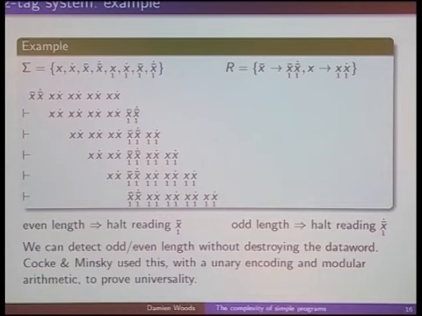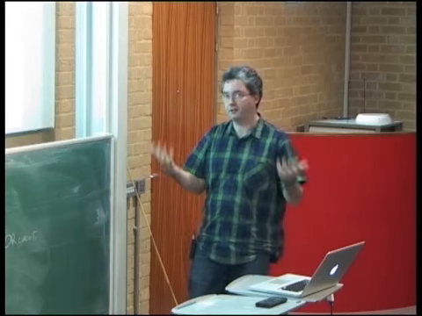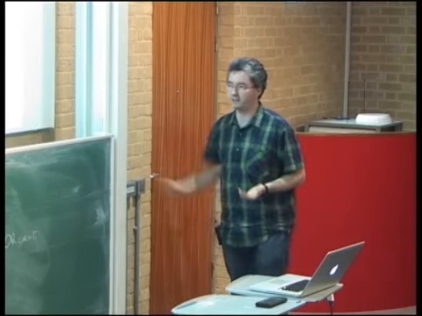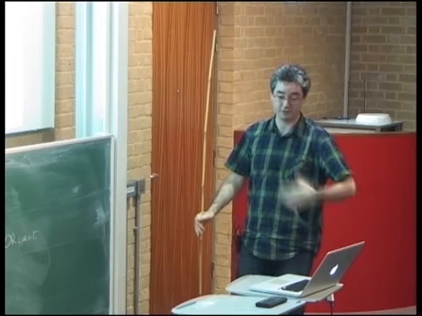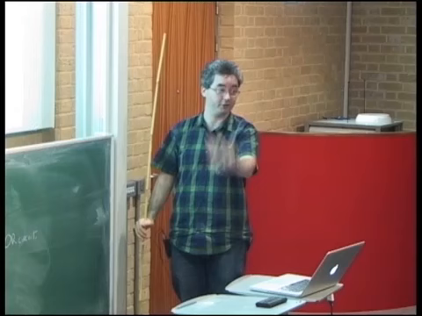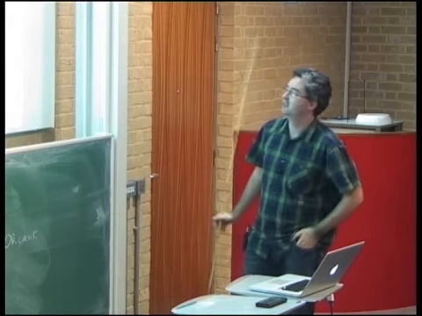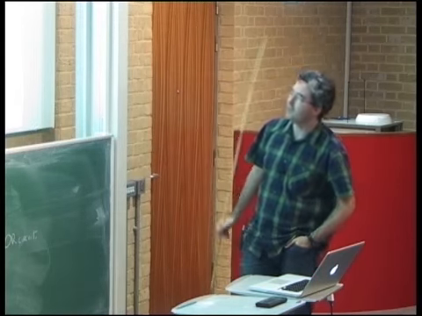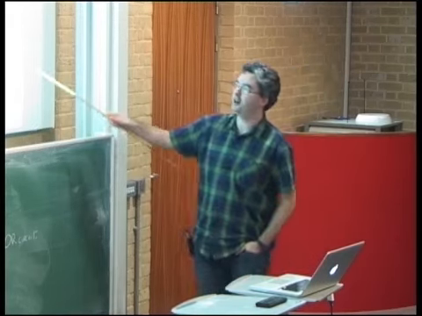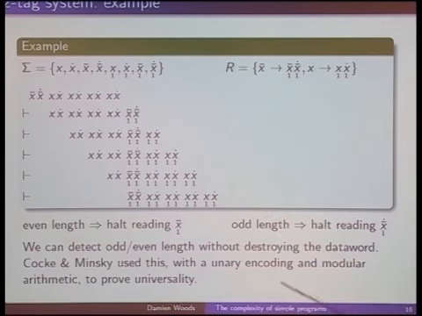So, there are two ways that I know of to program tag systems. One gives a universality result that's exponentially slow, and one gives a universality result that runs in polynomial time. And this detection of even and odd length is used extensively in the two universality proofs of two tag systems, actually.